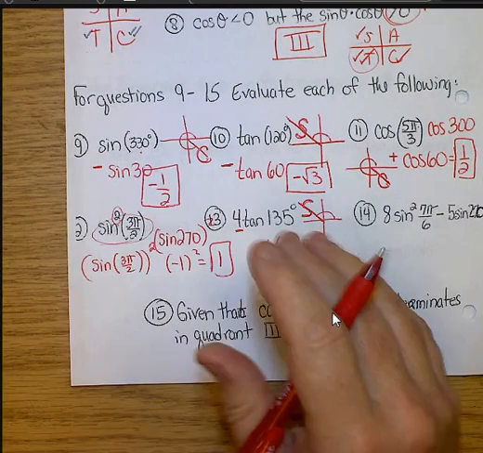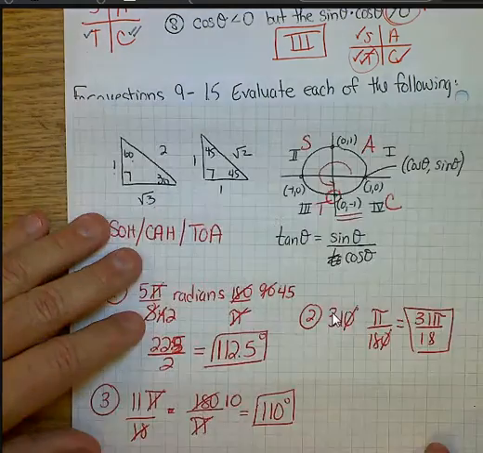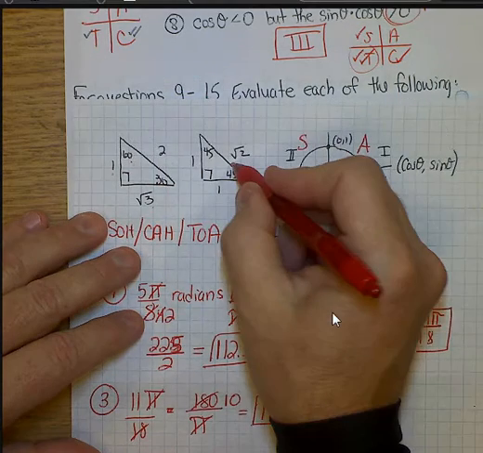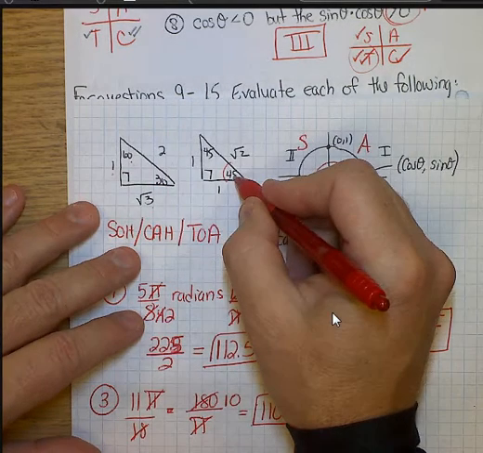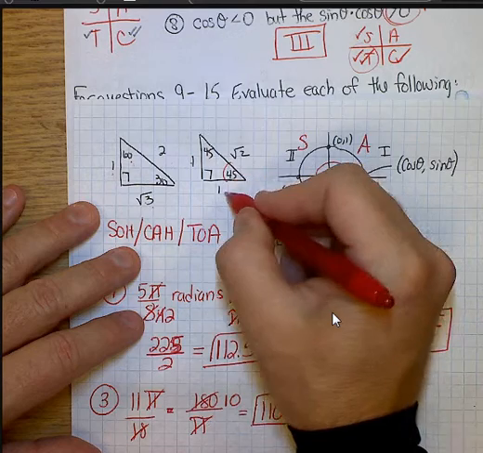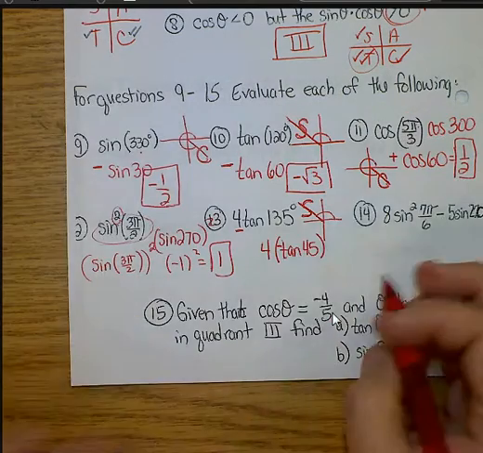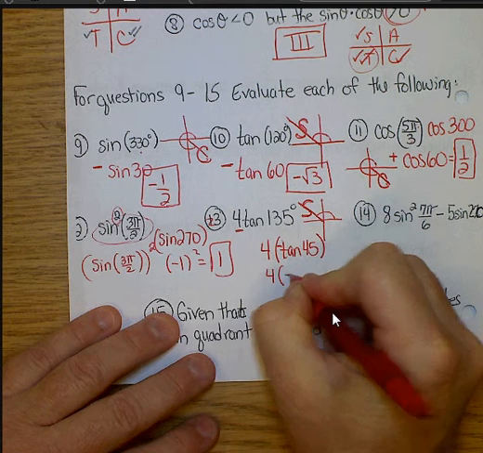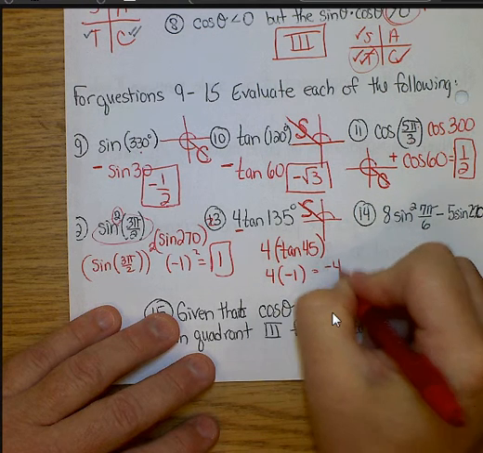When I go to the triangles, I go to my 45, 45, 90. I want the tan of 45. What's opposite over adjacent with that triangle? 1. So this is just going to become 4 times a -1, which is a -4.